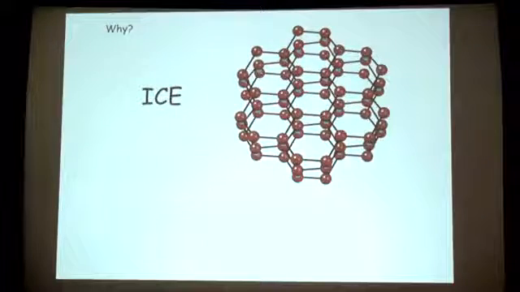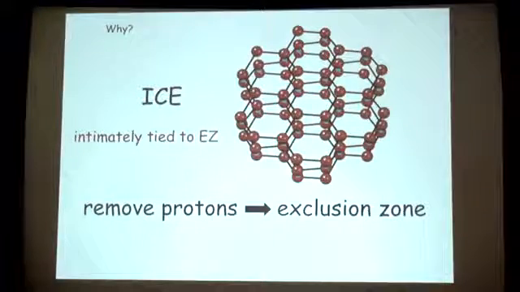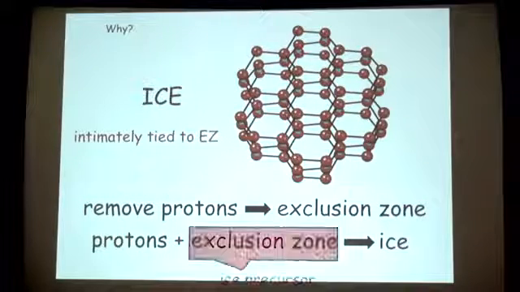So this is ice. You saw this before. As I showed you, the ice structure is very closely tied to the EZ structure. Just a slight difference. You just pull out the protons, remove the protons from ice, and you get the exclusion zone. So these are very close together. And the implication is, if you want to get ice, you just have to start with the exclusion zone and re-add the protons. So this is a reversible situation.